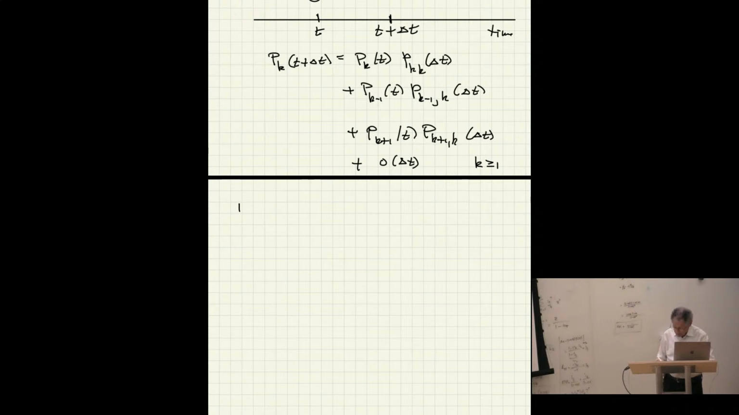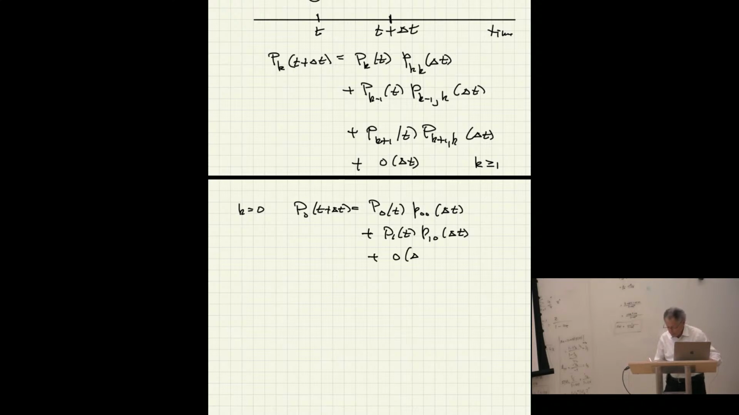For K equals 0, there's a similar, slightly simpler equation. We get P0 of t plus delta t equals P0 of t times P00 of delta t plus P1 times P10 of delta t plus little o of delta t. Namely, I could not have had a death starting from 0.